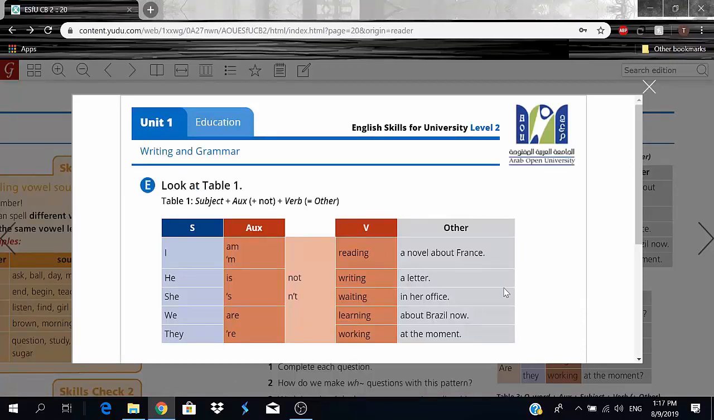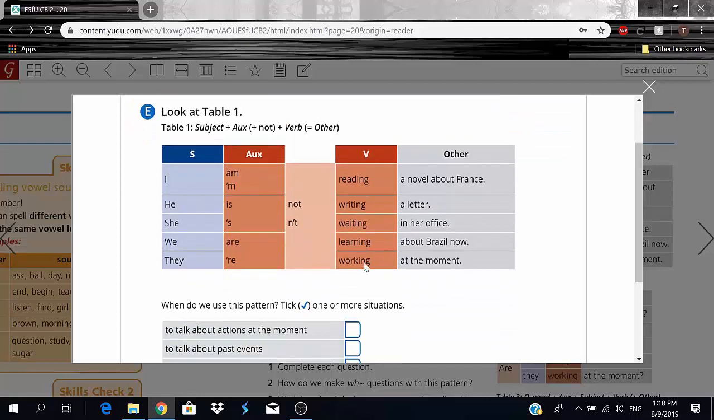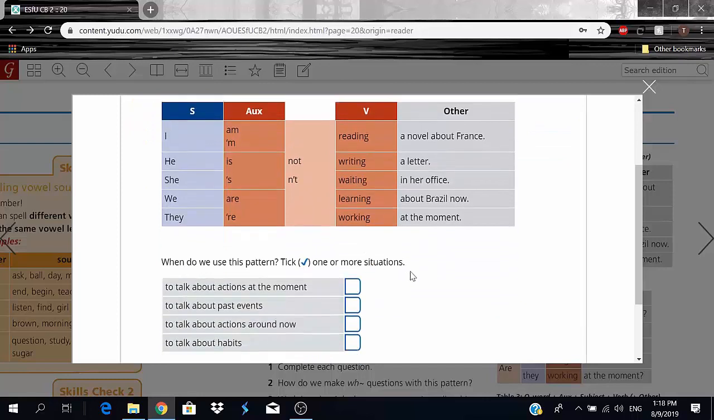Okay, so here we have I am not reading a novel about France. I'm not writing a letter. He is not writing a letter. She's not, or she isn't, waiting in her office. We are learning about Brazil now. So basically, present continuous. So, guys, we talked about this in the previous lessons in this unit.